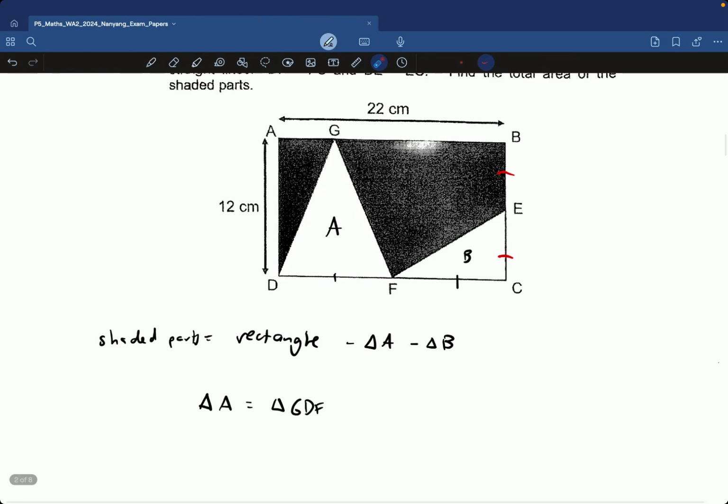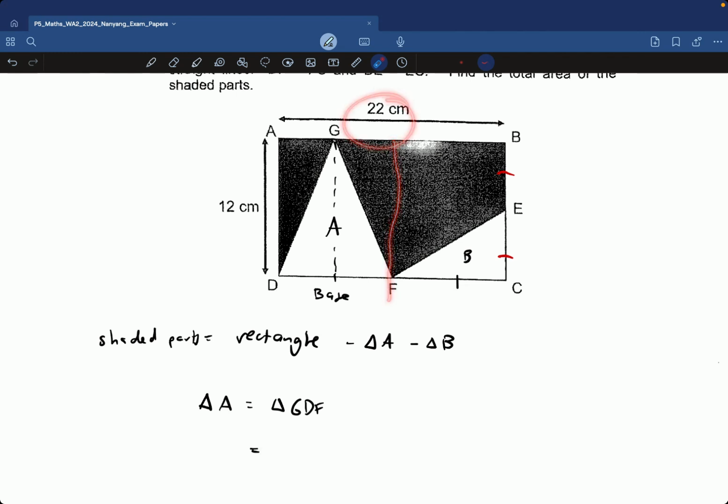We need to know the base and height. The base for triangle GDF is over here, and the height is here. The dashed line is the height. The height is the same as the height of the rectangle, which is 12 cm. And what about the base? Since we know that DF is equal to FC, that means it's half.